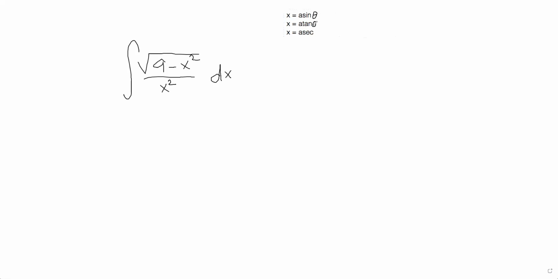Tangent worked really well in the last one, and the reason is that tangent squared theta plus 1 gets us secant squared, and we had that 1 there to help us out. So look at what we have upstairs: 9 minus x squared. Can you think of any trig identity that looks maybe remotely like this? Imagine the 9 is just a 1. Can you think of a trig identity that would help us rewrite this so that it simplifies a little bit nicely?